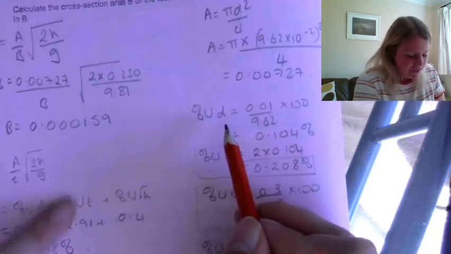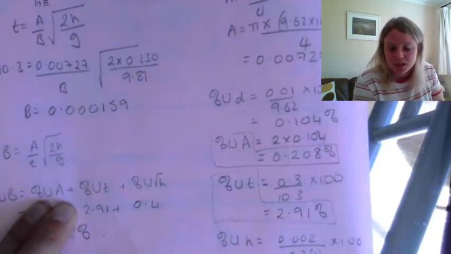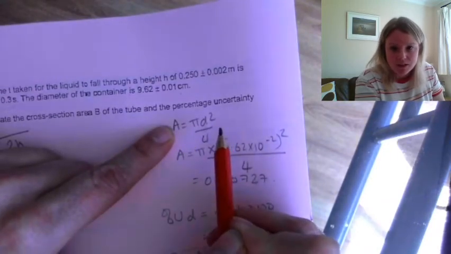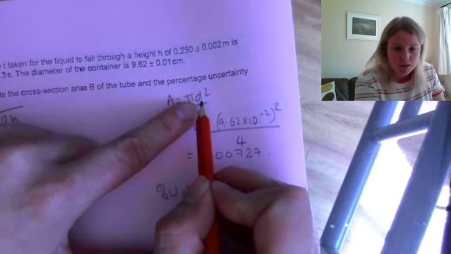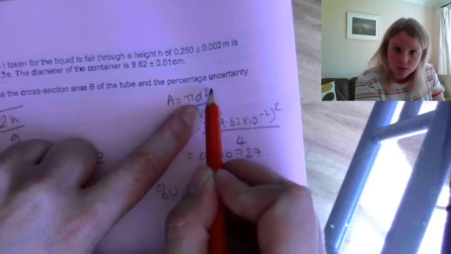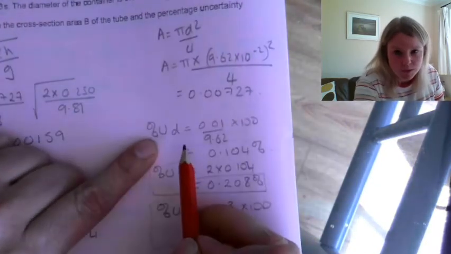So the first thing I did here is to find the percentage uncertainty of A. Because A is calculated using pi d squared over 4, then it's going to be whatever the percentage uncertainty of D is multiplied by 2, because that is the rule. If something has a power, you multiply it to get the uncertainty. So here's my working for that.